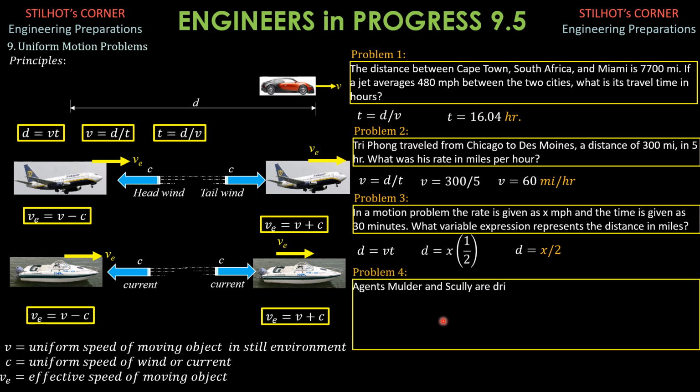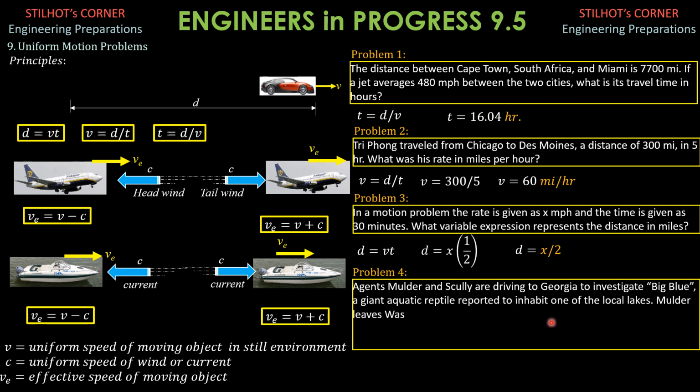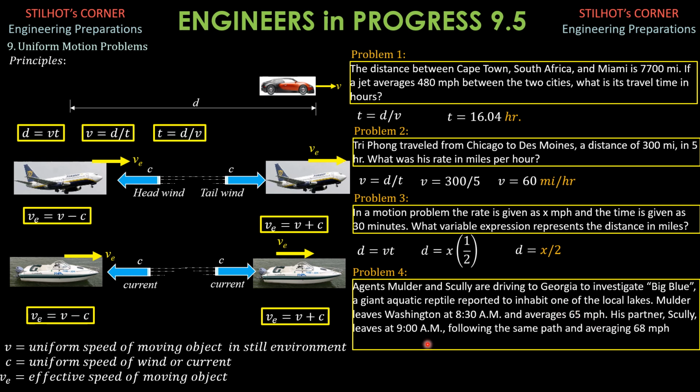Problem 4. Agents Mulder and Scully are driving to Georgia to investigate Big Blue, a giant aquatic reptile reported to inhabit one of the local lakes. Mulder leaves Washington at 8:30 a.m. and averages 65 miles per hour. His partner, Scully, leaves at 9 a.m. following the same path and averaging 68 miles per hour. At what time will Scully catch up with Mulder?